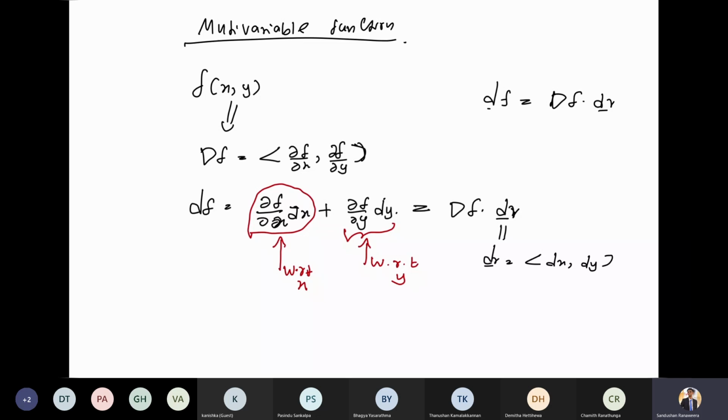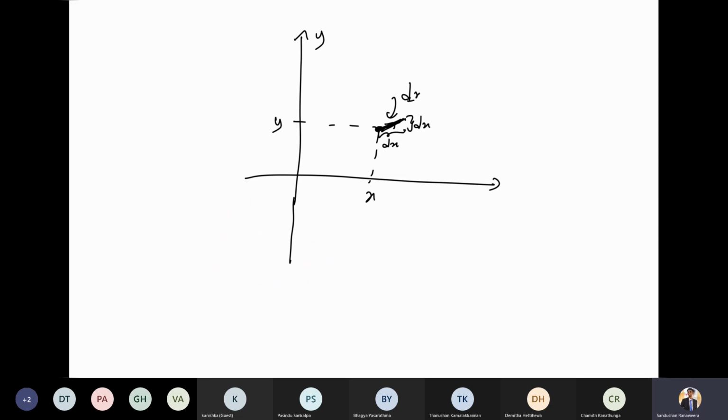But the main idea is, if you get this expression, it has two parts. One part corresponds to your x variable, and one part corresponds to your second variable. With that knowledge, you can now clearly express your df, the change of your function value. Why is this important? Now let's say something like this.